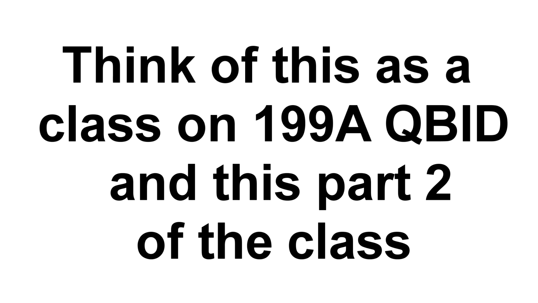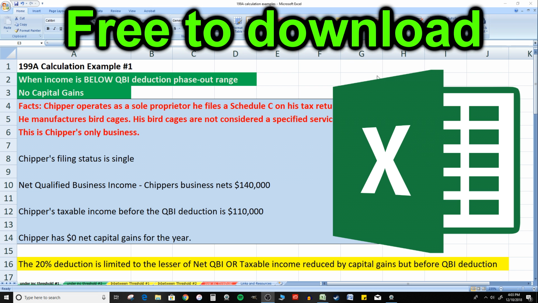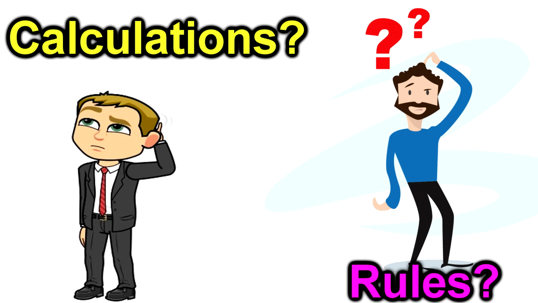This Excel document that I'm showing you on screen right now has 5 full step-by-step calculation examples. And once we go through these, I think the rules part of it is going to make a lot more sense. It's hard to understand the rules by themselves. It's hard to understand the calculations by themselves. But once you know both, then this deduction starts to make sense. So that's how I recommend you learn it.